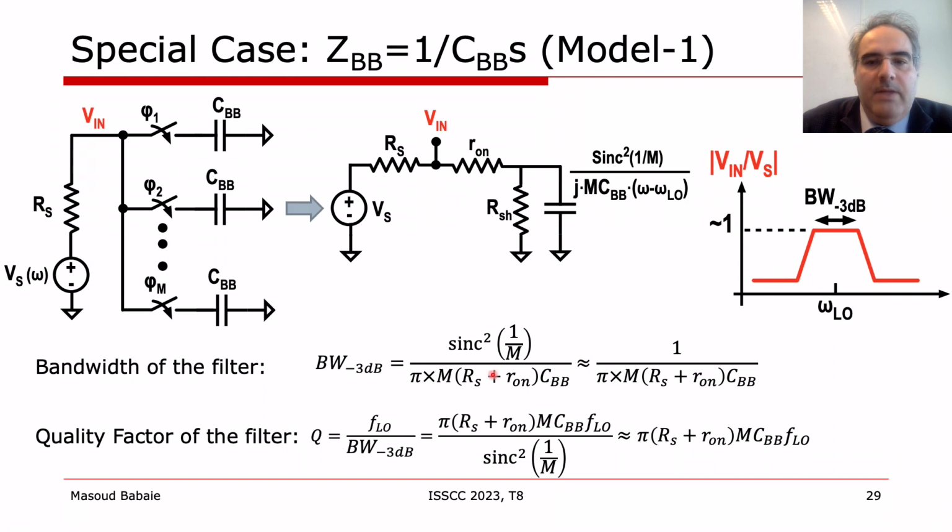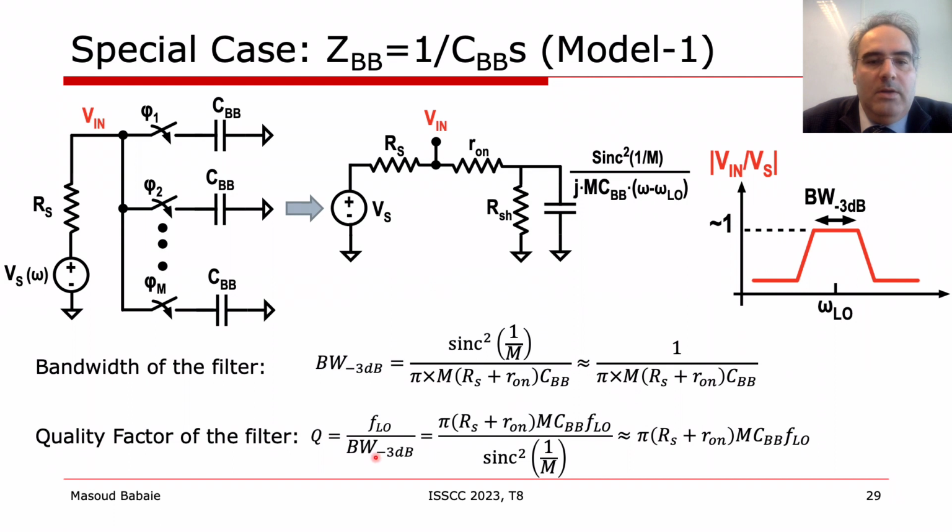The filter bandwidth can be calculated by this equation as a function of m, CBB, and Rs plus Ron. Intuitively, the factor of m is present since each baseband capacitor sees Rs plus Ron only 1/m of the time, and it feels like that this resistor is m times larger.